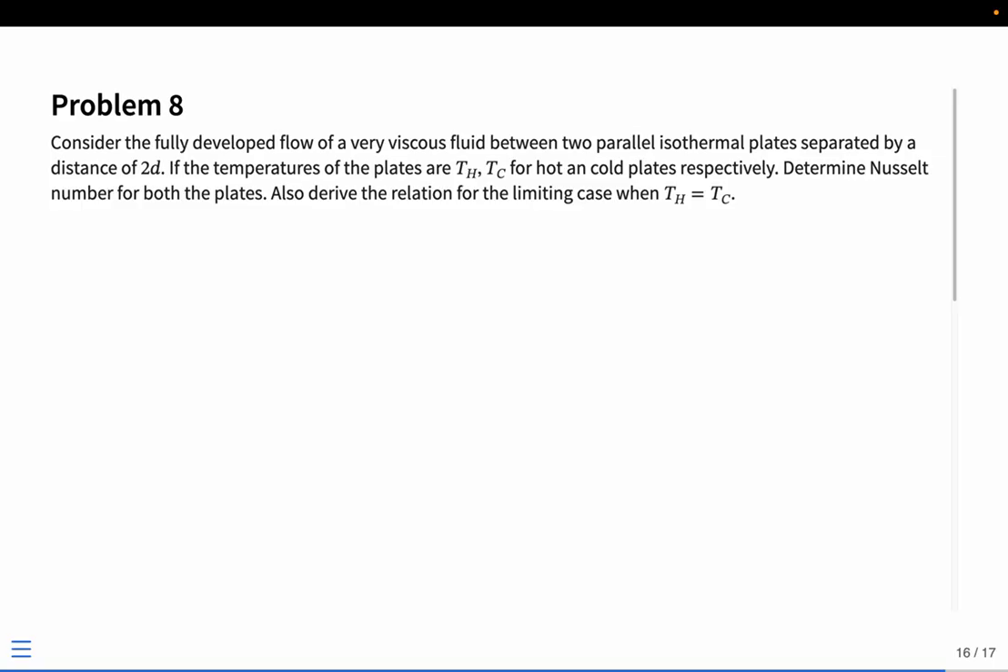So this is a parallel plate flow, and assume it to be fully developed. What would be the Nusselt number for both the plates? This is a viscous fluid flow with heat generation. So the important questions would be what would be the heat flux, and obviously what would be the Nusselt number on the top and bottom plates. That's the natural question to ask. And then let's take the limiting case when TH equals TC, which should be equivalent to the symmetric case, so you would eventually go there.